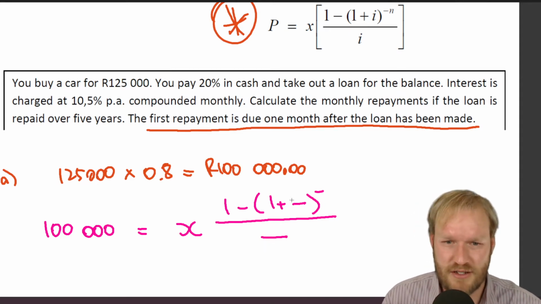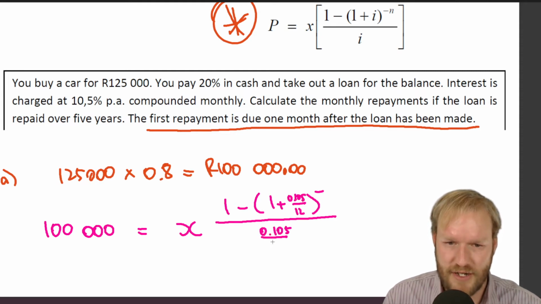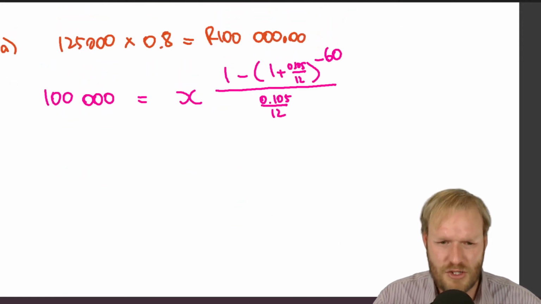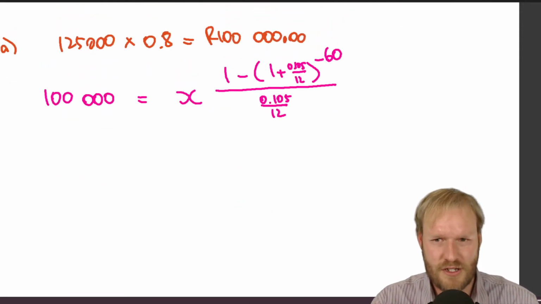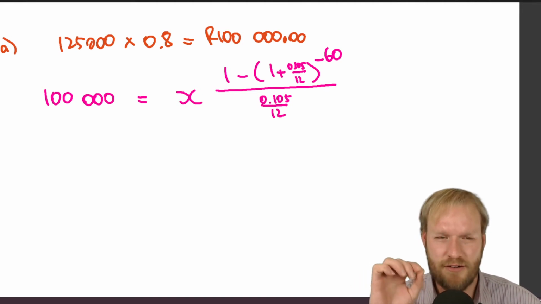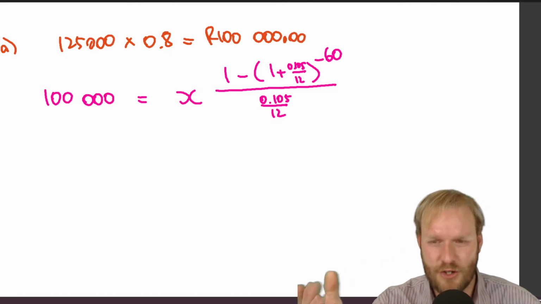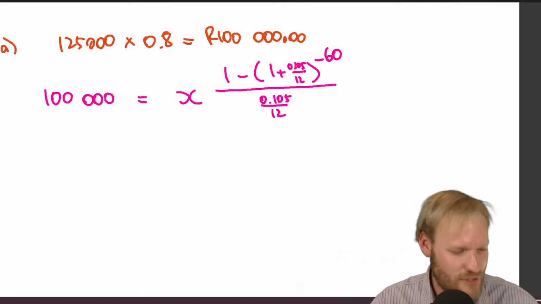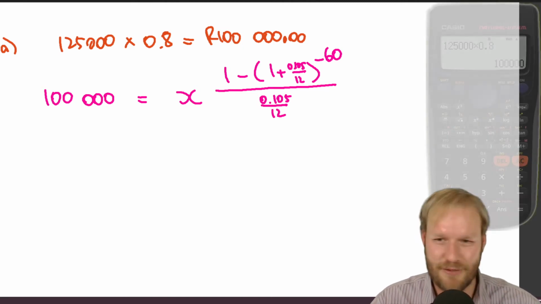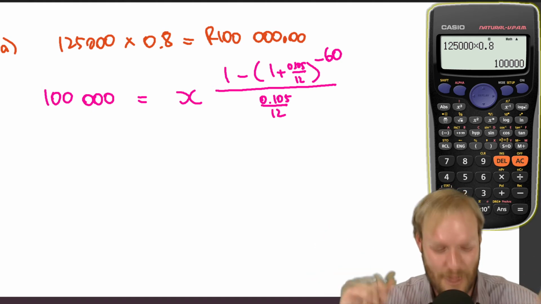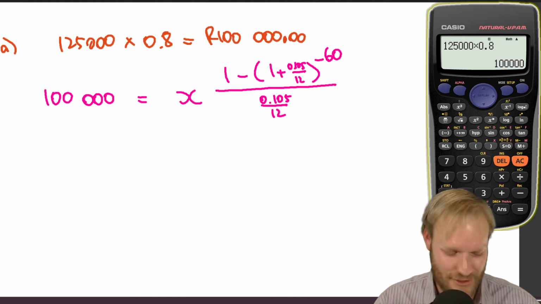Okay, well, our interest rate is 10.5, so that's 0.105 over 12, and negative N: 5 years, 12 months in a year, negative 60. So I'm going to put a pause in here for you to solve the rest of it, and then I'm going to do it as quickly as I can on the calculator.